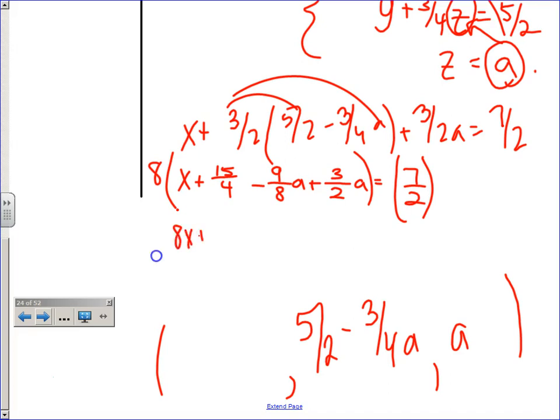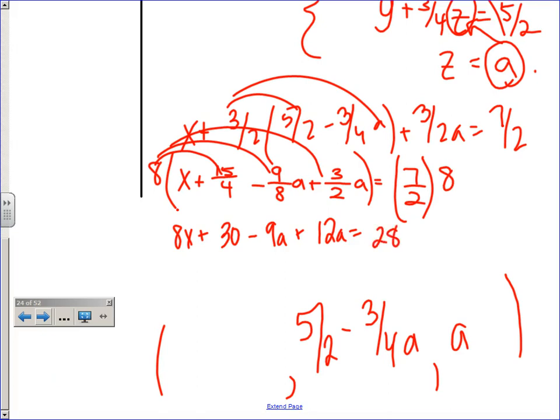So you could use 8x plus, what's 8 over 4? 2, and 2 times 15 is 30. 8 over 8 is 1. 8 over 2 is 4. 4 times 3a is 12a. What do I do to one side? 8 over 2 is 4, and 4 times 7 is 28. There we go. So if you don't mind, we can get rid of all of our fractions at once by multiplying both sides by the common denominator.